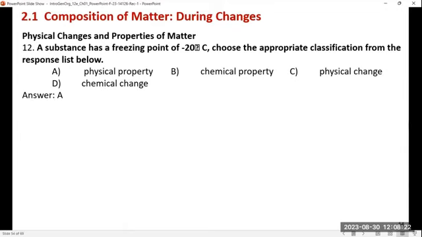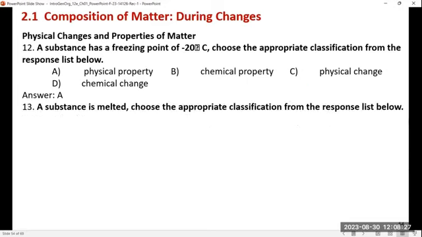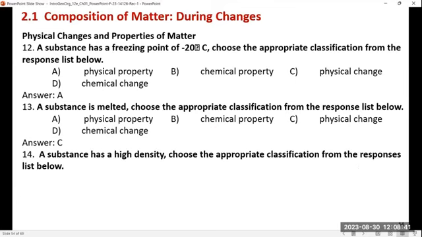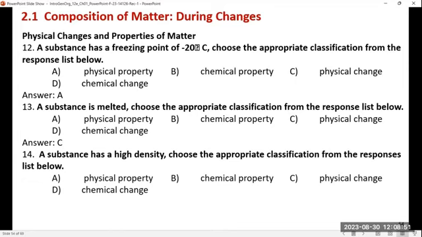The substance is melted. Choose the appropriate classification. This is a change of substance. There's no number to it. So that should be a physical change. C is the correct answer. The substance has higher density. Choose the appropriate classification. Density has a number associated with it. Higher density means a higher density value than the lower density sample. Therefore, it's a physical property.